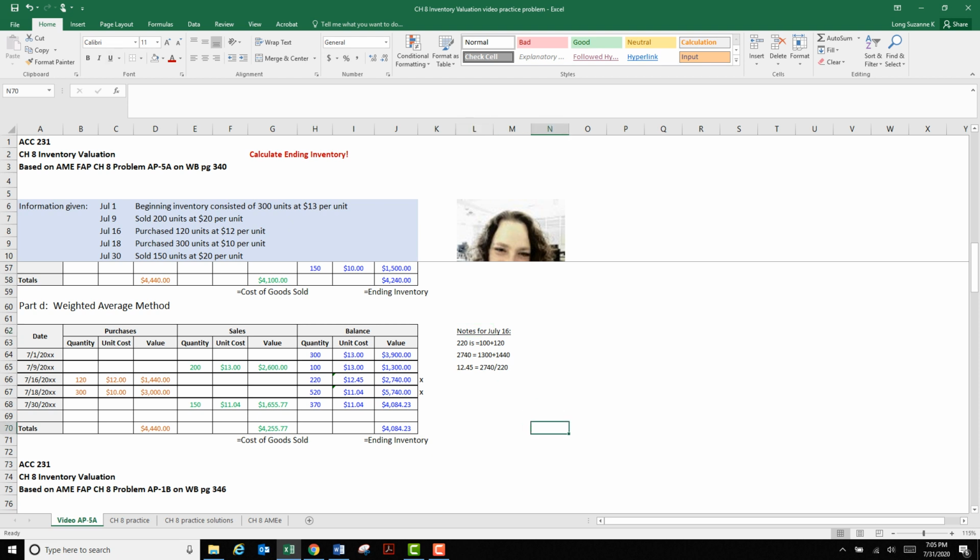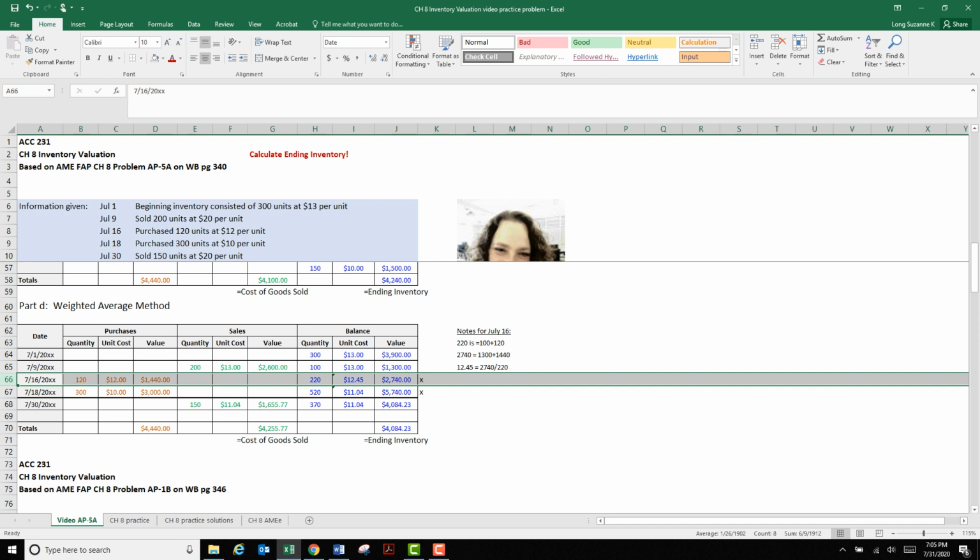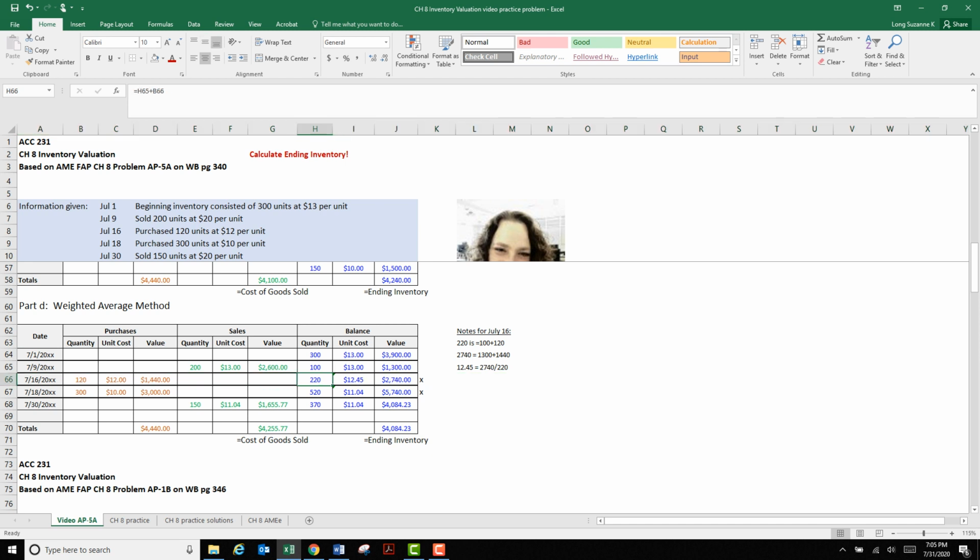So if you're just looking right here, this is the first time we had to do that average thing. So we start with how many do we have? 120 plus what we purchased, 220. What's the total value? What did we have plus what we purchased, total value? And then divide to get your average unit cost.